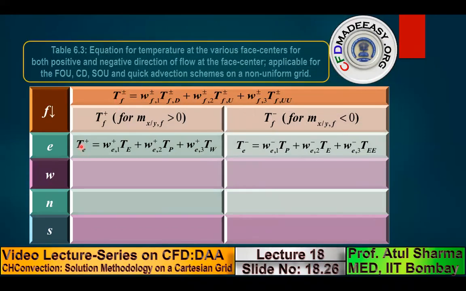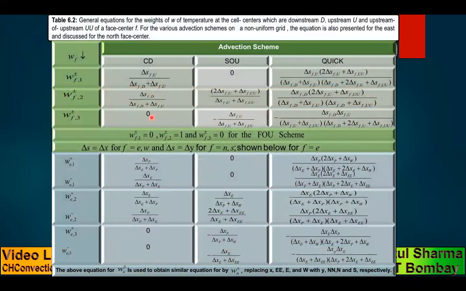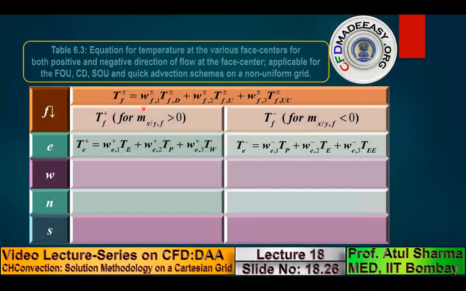So when the mass flux ME on the east surface is in the positive x direction, then you get T plus. When the mass flux ME is negative, in the negative x direction, then you get T minus. And when you substitute the appropriate D, U, UU, you get this expression, because on the earlier slide I had shown you the expression for the weights. So the previous table 6.2 was for the weights. This table is for the temperature at the various faces, expressed in terms of the weights and the upstream values. This was the table for the weights, and this is the table for the temperature at the various faces for the positive and negative x direction flow.